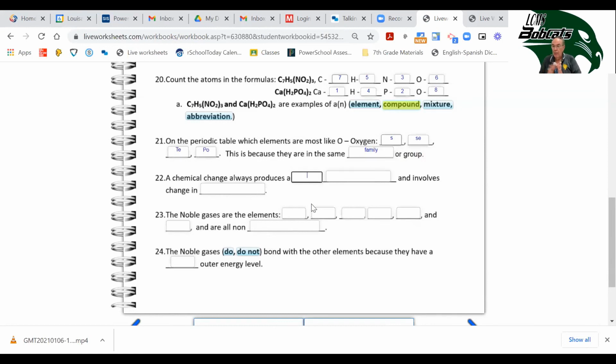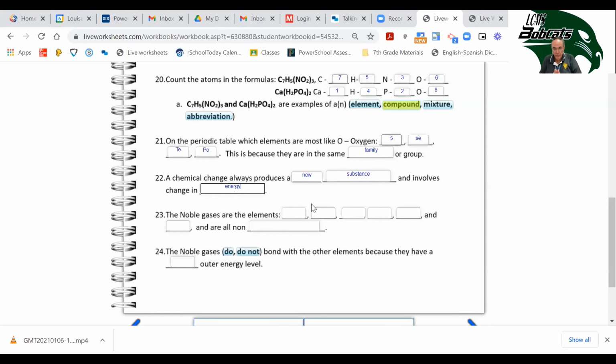Chemical change. When we were just classifying the stuff, we knew if something was a chemical change because it always produces a new substance. It involves a change in energy. So things either absorb energy or they release energy, but the energy never stays the same.